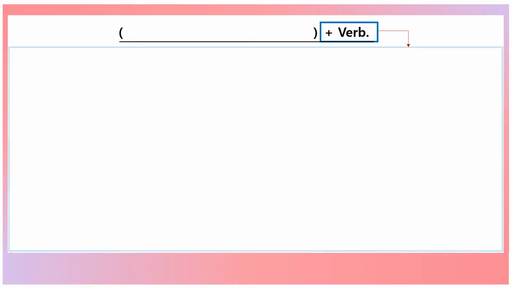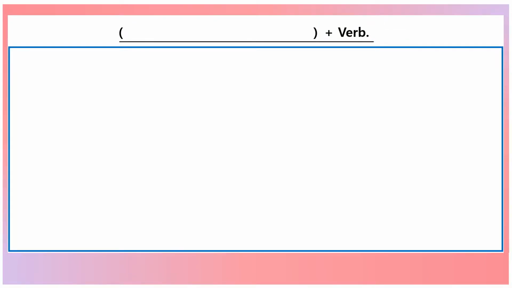First, this verb ending part is composed of the main verb. This is just a verb you know, like to go, to eat, to study, something like that. And only the verb stem is left here for conjugation.